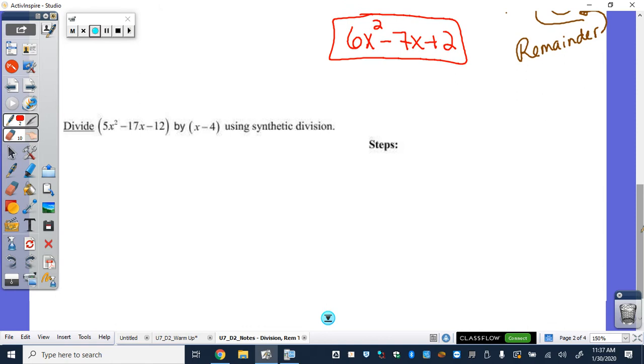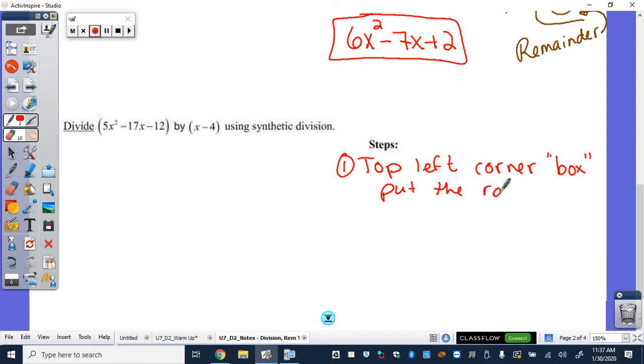So let's try this again, but we're going to fill in our steps over on the side, so if you forget when you're doing your homework, you can go back and check. So first one, top left corner box, we'll call it. Put the root that you're trying to divide by. So for this example, we're trying to divide by x minus 4. If I set that equal to 0, I get x equals 4. So I'm trying to use a 4 as my root.